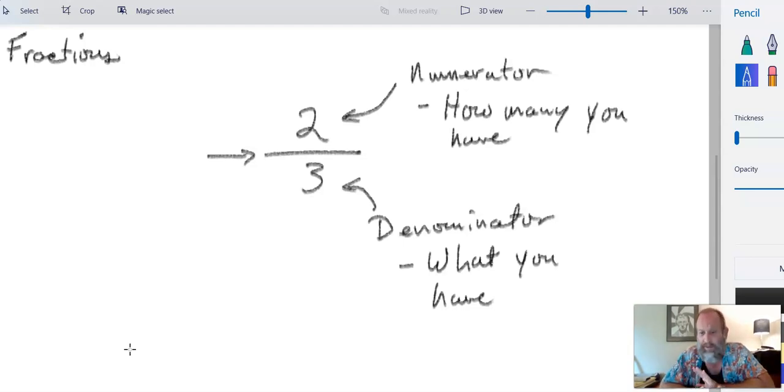And despite popular belief, the fraction bar is not where fractions go for a drink.